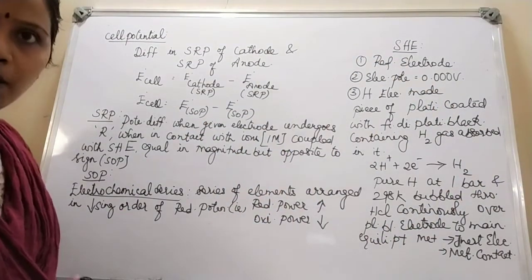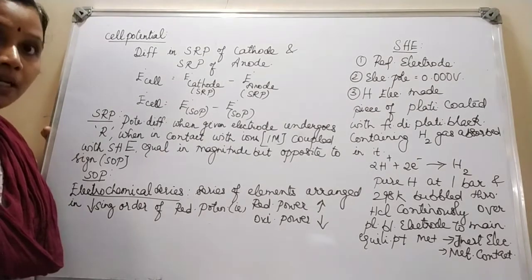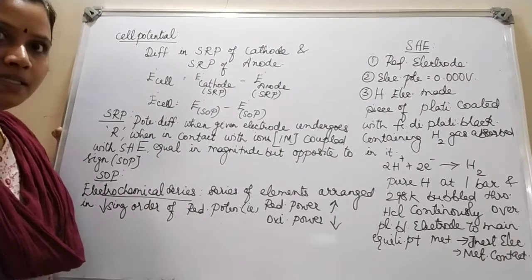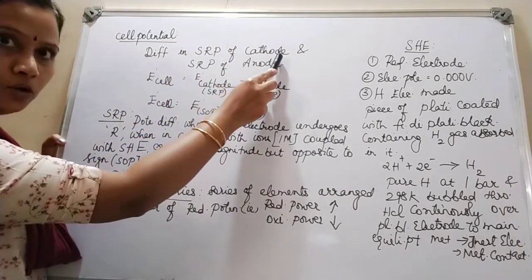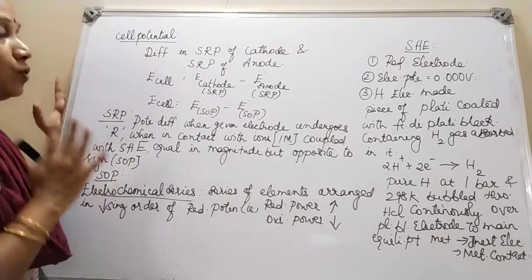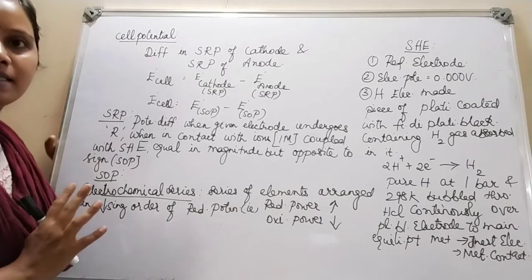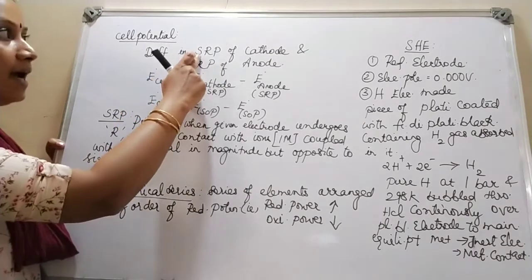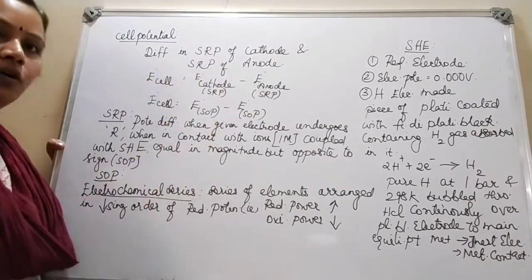Moving to the last part of the chapter, that is cell potential. What is cell potential? Cell potential is defined as the difference in standard reduction potential of cathode and standard reduction potential of anode.